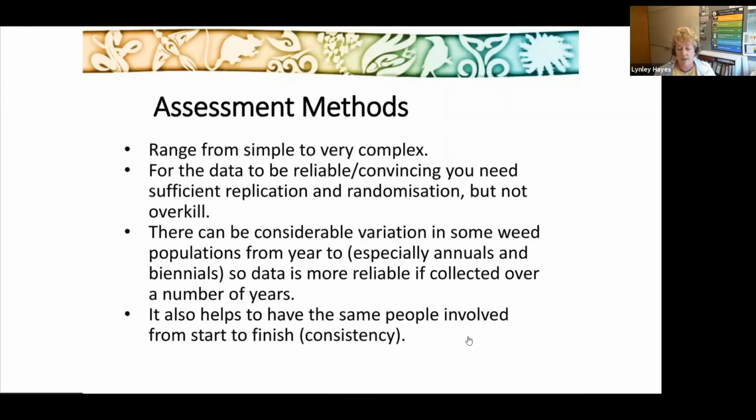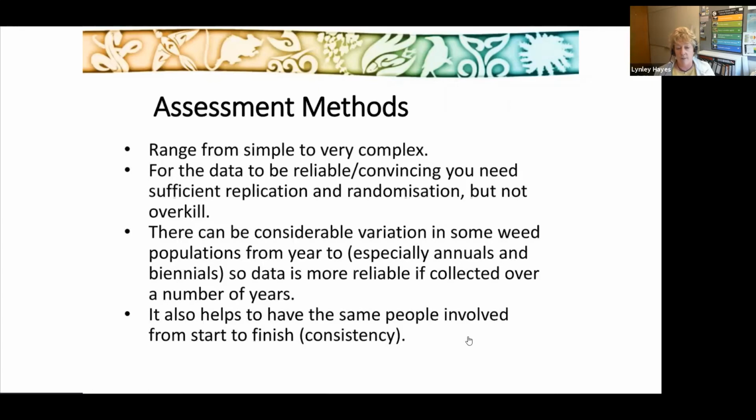But for any data that we're collecting, for it to be useful, to be able to convince anybody, what we need to have is what we call sufficient replication. So if you get data just from one site, that's not very convincing. If you can get data from 10 sites, that's much more convincing, because then it maybe just isn't one site that's a bit unusual.